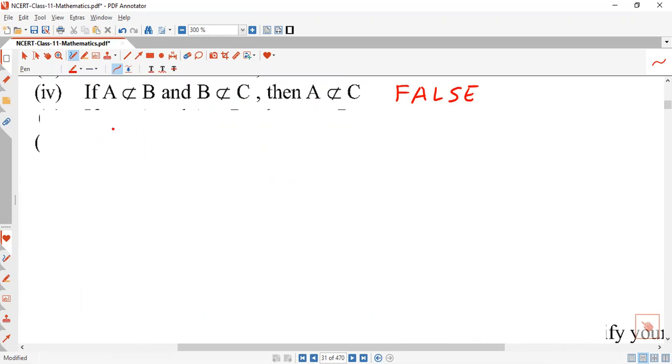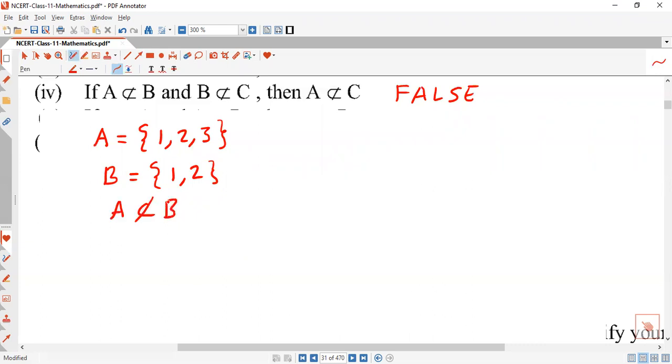Let's give you some example. A is a set 1, 2, 3. We take the 3 elements. Okay, fine. And we say A is not a subset of B, so we take B with the values 1, 2. So you can say A is not a subset of B because the element 3 does not belong to B. Similarly, we say B is not a subset of C. So I take some set C in such a way.